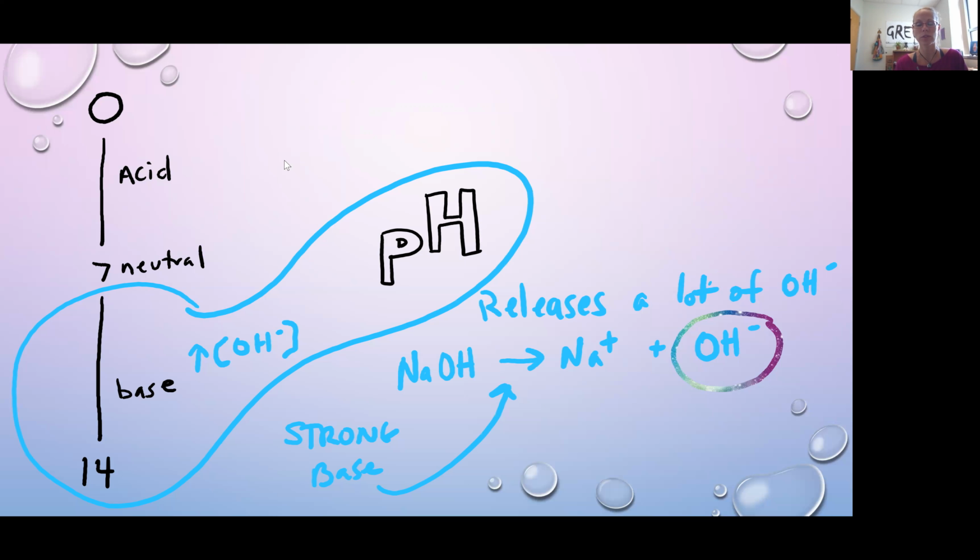Now, the same is true for a strong base as for a strong acid. Strong bases will dissociate completely, fully releasing that hydroxide ion into solution. Hydroxide ion is equally disruptive to your body chemistry as hydrogen ion. So remember, we're looking at both sides, basically, of that water molecule when we talk about pH.